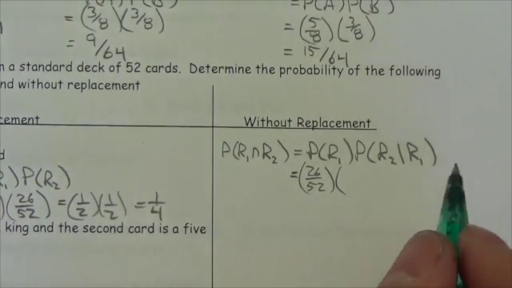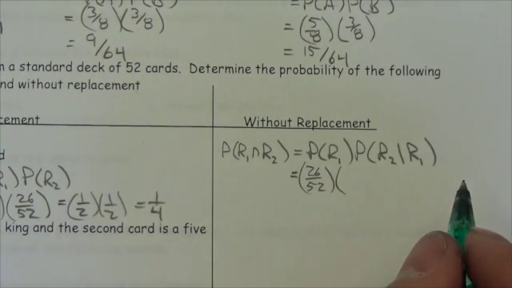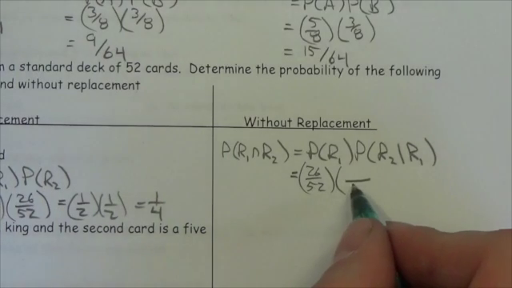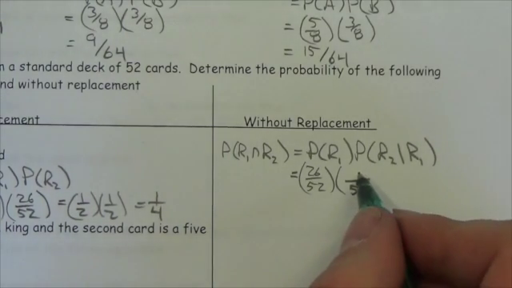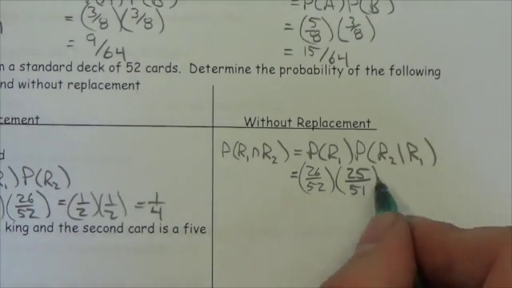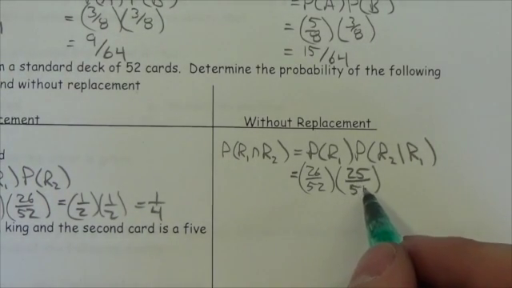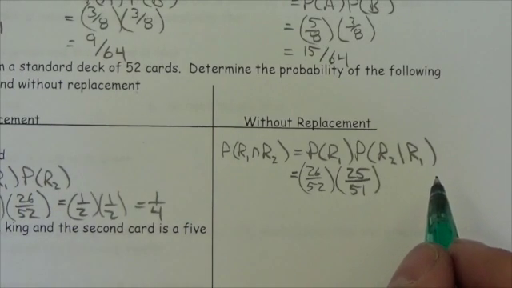Now, if you don't put that card back, then what we've got here is a dependent scenario where we've changed the sample space. There are now only 51 cards, and there are only 25 red cards to choose from. We don't have 26 anymore.